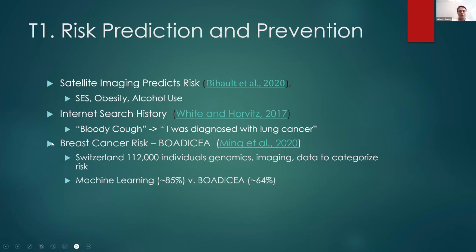And there's also the Gail breast cancer risk assessment, which is based on a Switzerland study with 112,000 individuals. When we use the current risk assessment tool, you have an accuracy of about 64%, but when you apply machine learning, that accuracy increases to 85%.